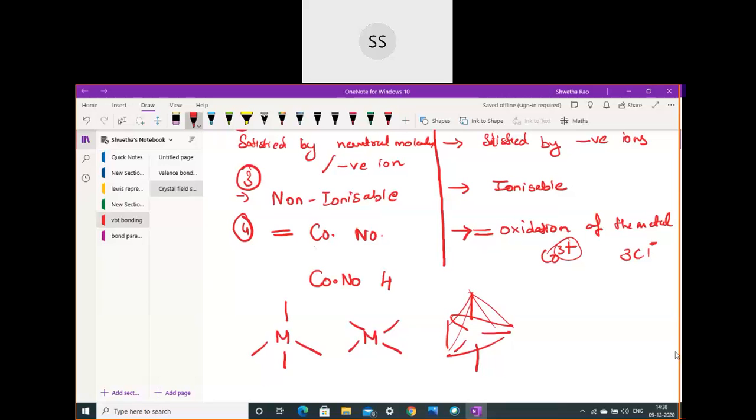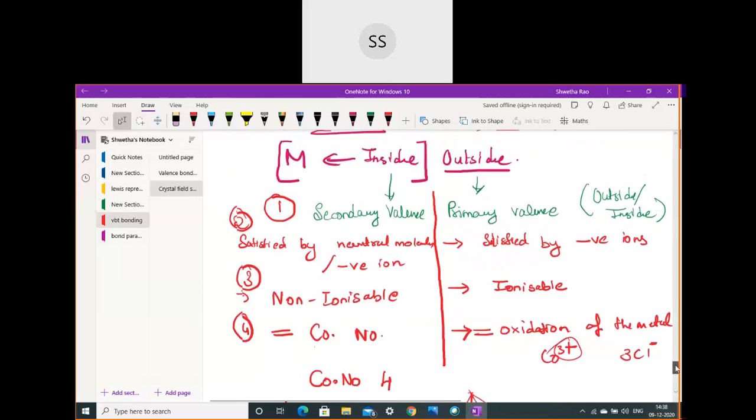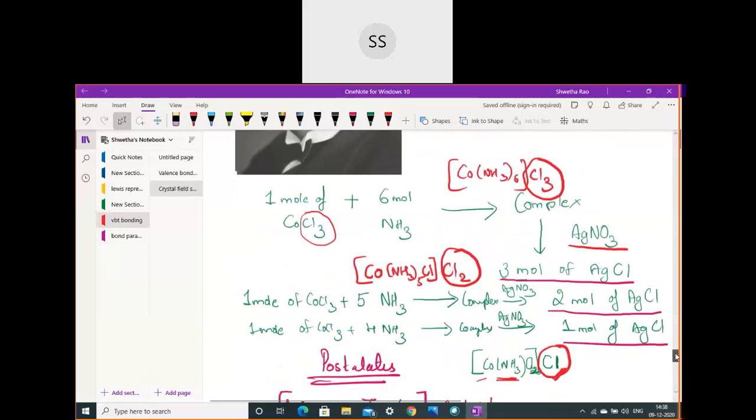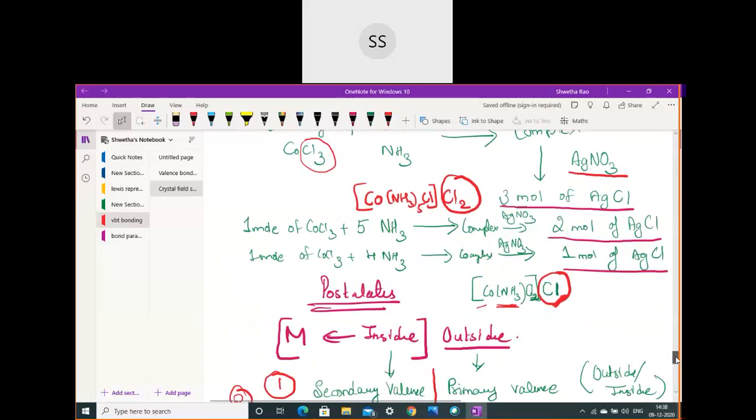So this determines the geometry. That is, the coordination number determines the geometry, and the coordination number is equal to the secondary valencies. So secondary valencies tell the spatial arrangement of the molecule. Primary valency will not tell you any spatial arrangement because they are not directional in nature. They are just satisfying the metal atom which is present in the complex.